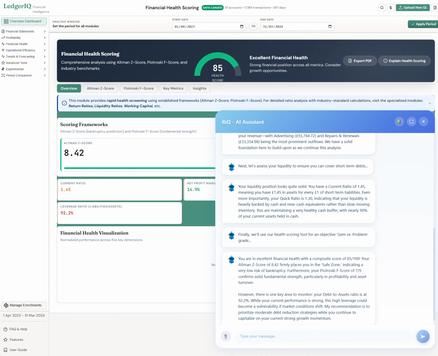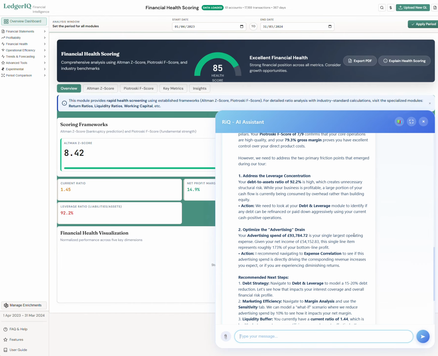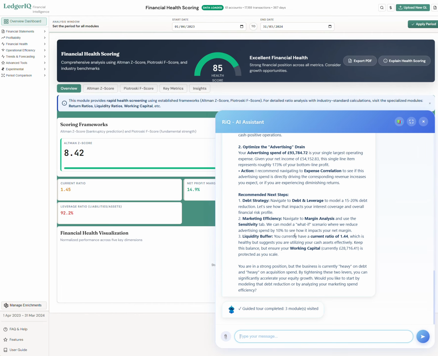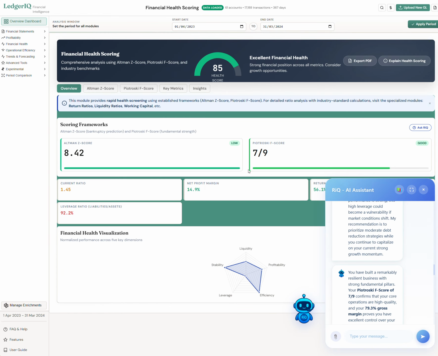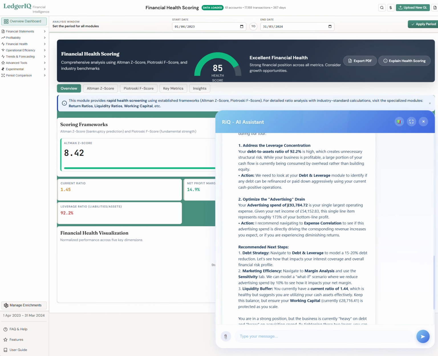Now we're on to financial health scoring. In excellent financial health, that's good. Altman Z-score of 8.42 firmly places us in the safe zone. And then he gives a final breakdown. Okay, so let's outline this. Our Piotroski F-score of 7 out of 9 confirms that our core operations are of high quality. So he picks that up on the financial health scoring module there. Okay, optimize, let's see.